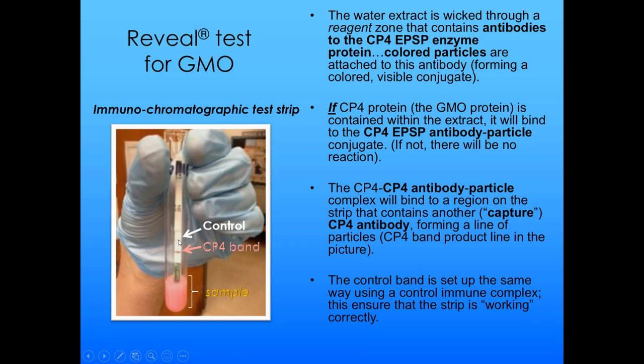There's a second band there that is a control band that just shows you that this thing is working. This is a very similar test to the way a pregnancy test works. So with a pregnancy test, there are 2 bands: one of the bands just tells you the test is working, and the second band tells you whether you're pregnant or not.